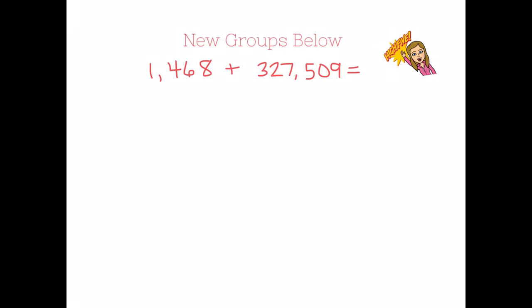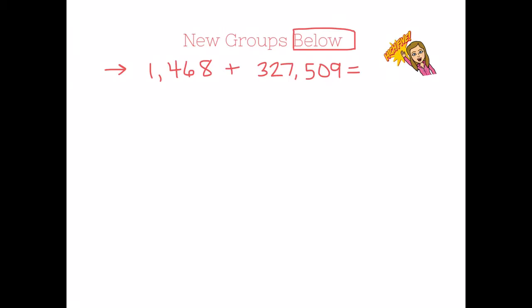Now I will show you the new groups below method, which again is very similar to new groups above. You're just carrying your numbers below instead of above. So when I write my numbers to make sure I line them up, right now they're horizontal and I would like to line them up one on top of the other in order to make sure I'm adding correctly.